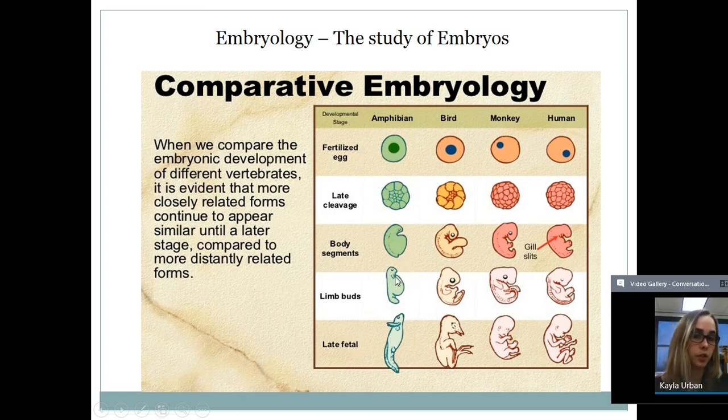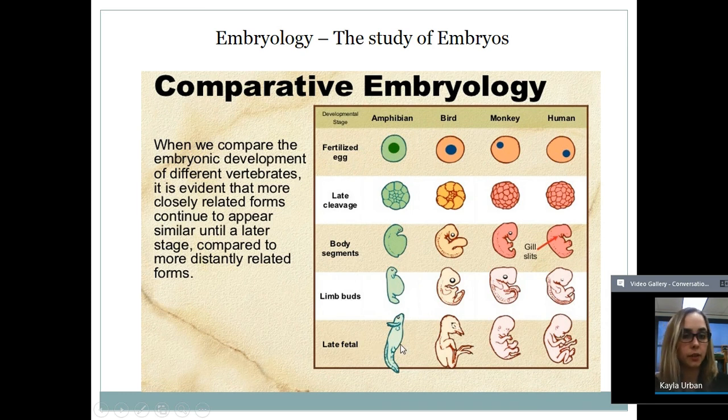Then limb buds start to develop. Limb buds are the little areas where your arms or legs or wings or whatever limbs you have will emerge. At this point, you still cannot tell a difference between a lot of the different embryos. You're starting to be able to tell a difference with the bird and the amphibian, but the monkey and human embryos still look very, very similar.